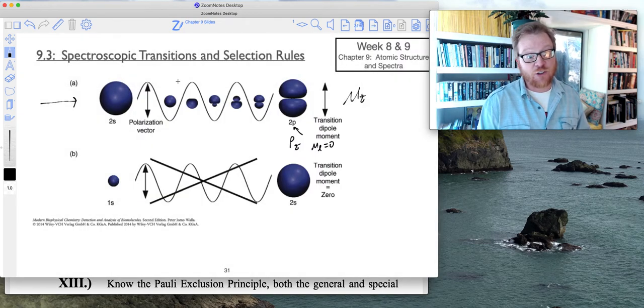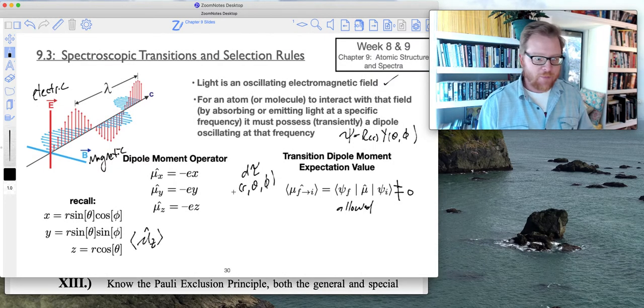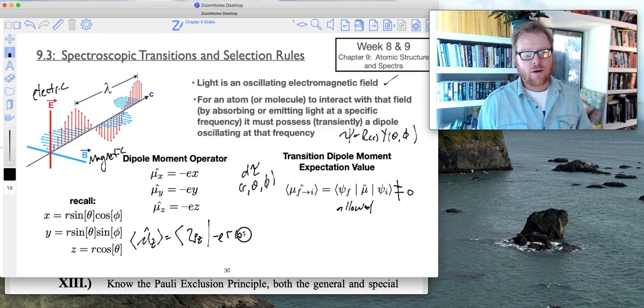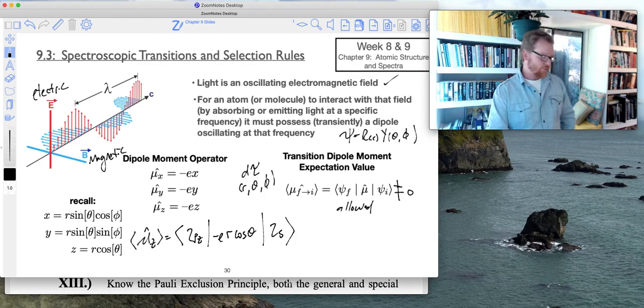So this picture that we've got going here, right? 2pz to 2s, or 2s to 2pz, right? Either way, it's the same. So then that means I'm going to have my 2pz wave function. And now, we know that mu z is equal to negative ez. Well, that's going to have to be negative er cosine theta as my operator, right? I've got to replace the z with the coordinate transformation, okay? And then on the other side, this will be the 2s orbital, okay?